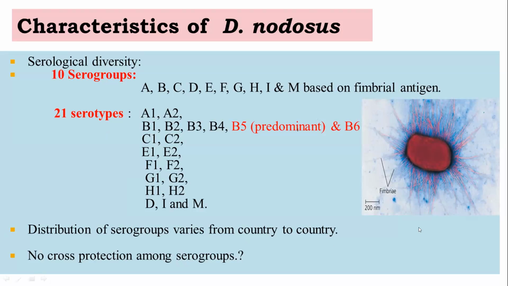Coming to the distribution, distribution is worldwide, and the serogroup distribution varies from country to country. Say in India, serogroup B may be predominant, while in New Zealand, serogroup A, and in Nepal, serogroup M may be predominant. As I said earlier, there is no cross protection among the serogroups. For example, if the animal is affected with serogroup B and you administer a vaccine that contains serogroup A, it will not cure or protect the animal. So there is no cross protection among the serogroups.